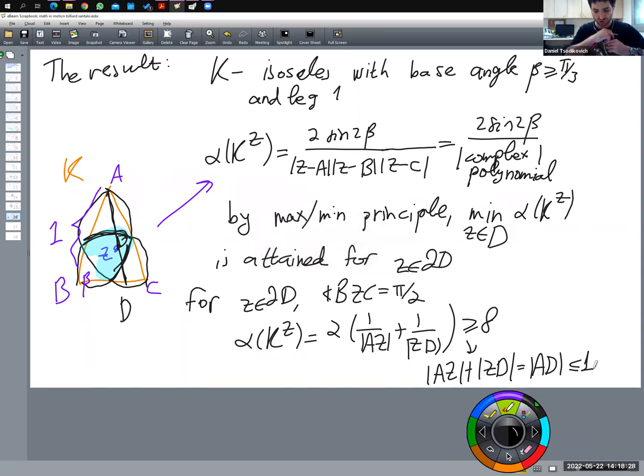So this shows, and then again, if z is on this circle arc, then you repeat the same argument by connecting it to C. And you use the same formula. So this completes the proof that alpha of kz is at least 8 over the diameter, and it is attained when z is the midpoint of the diameter. So this completes the proof.